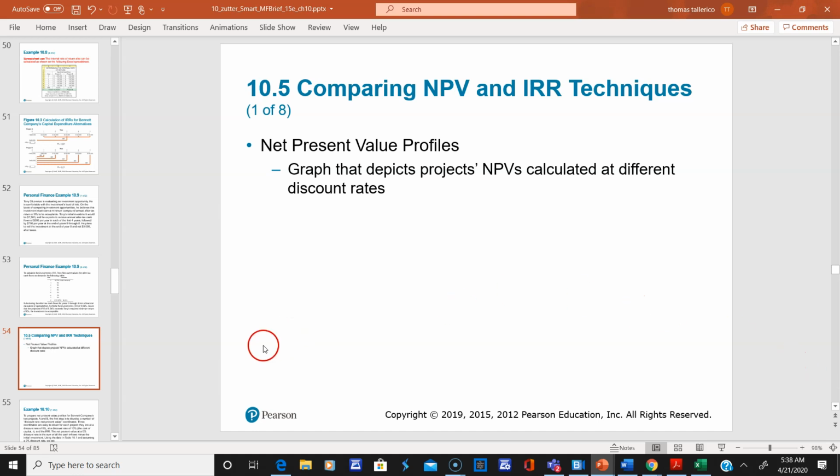All right, so I'm 11 minutes into this one. I will pick this up on the next part, this slide, because this is a little complicated.